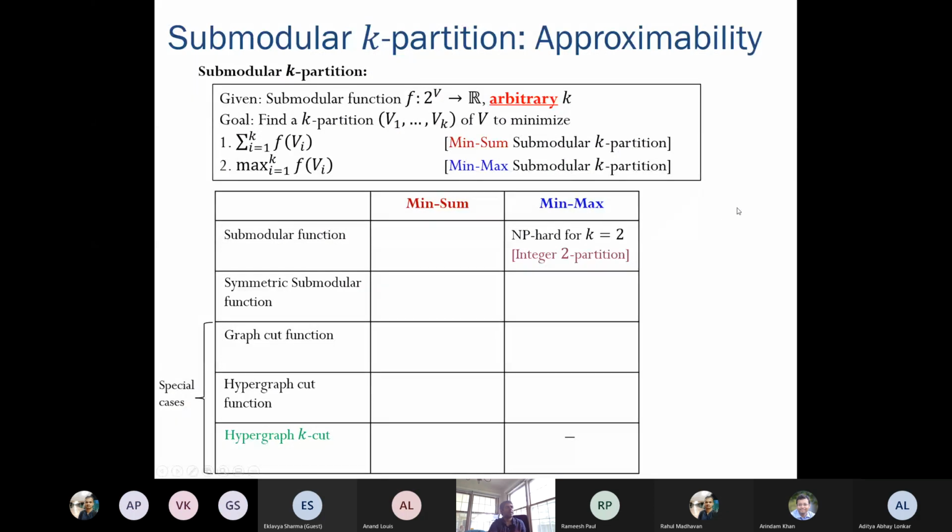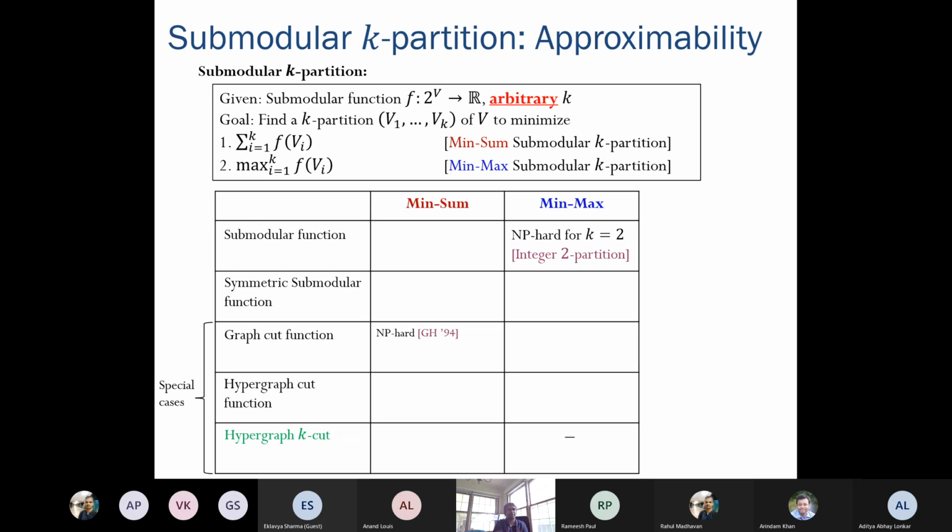Okay, so if k is not constant, can you see these slides again? Yes. Okay, so if k is arbitrary, if k is part of the input, then here is the situation. Even for min-sum graph k partition, this is already NP hard.